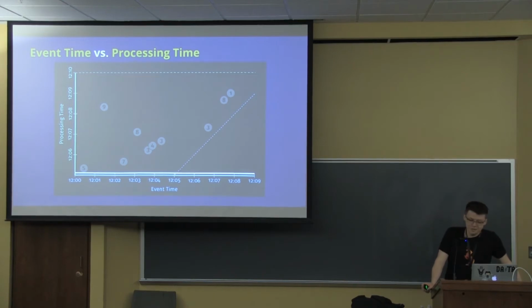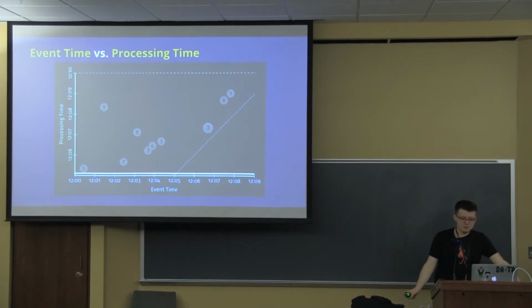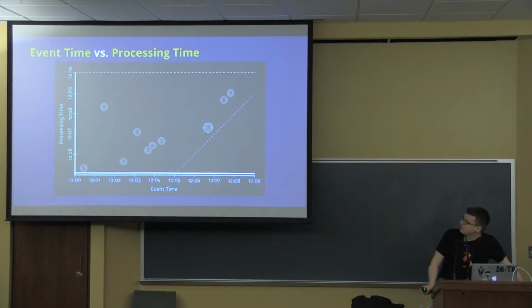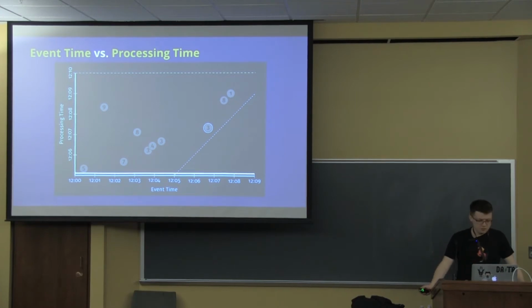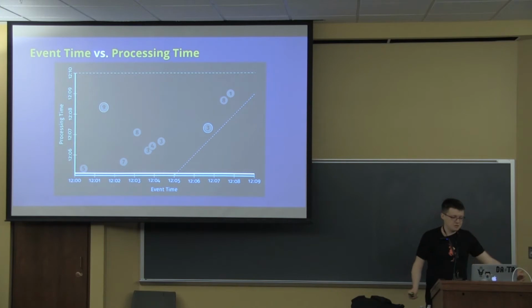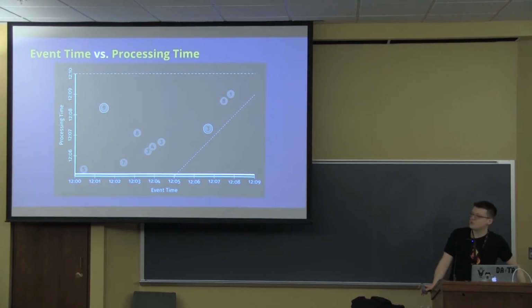So ideally, there is this line, and we should have everything on this line. But in the real world, event number 3 was created at 12:06, but we got it 1 minute later. And there are some corner cases like event number 9, which was much more delayed, by 7 minutes. So that's how the real world works, unfortunately, and we have to deal with it, especially when we are doing streaming.